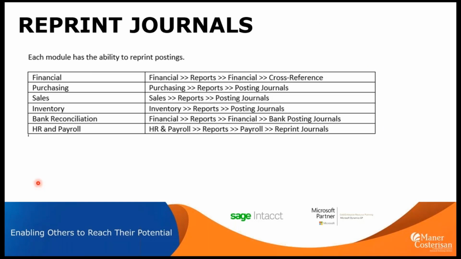As we referenced before, you can always reprint your journals. Each module has the ability to reprint your postings journal. So when the auditor asks for a reprint of the journal and you forgot to print it, or you just chose not to because you are trying to be paperless, you can always go back and reprint that journal to provide to the auditors.